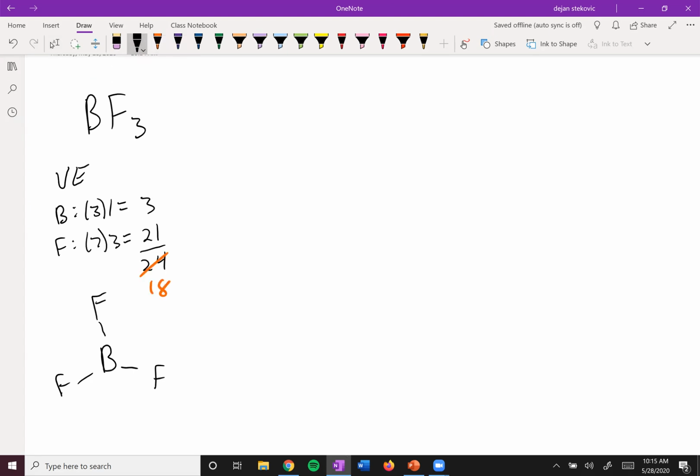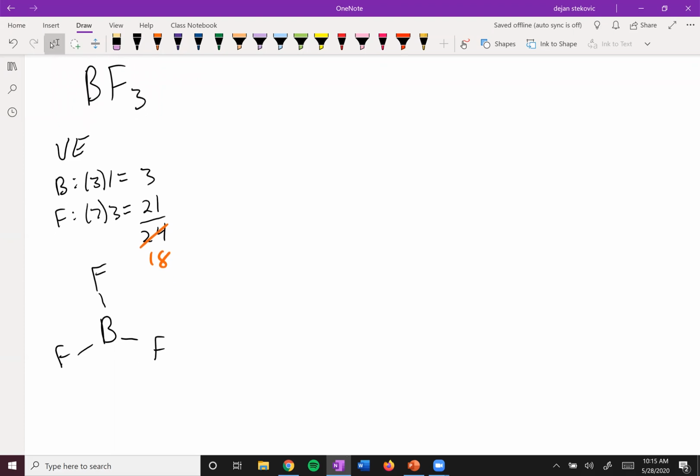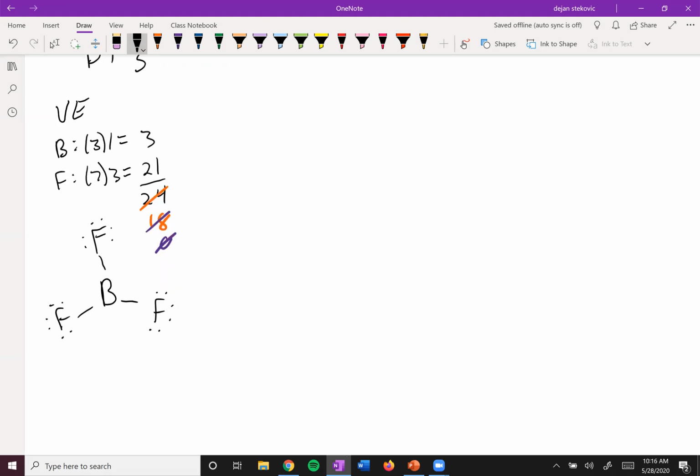And now we're going to give octets, starting with the most electronegative element. So that's the fluorines in this case. And so when we put 6 around each of the 3 of them, that is 18 electrons. So that gets us down to 0 valence electrons left. Now you might be thinking to form double bonds to give boron an octet. But remember, boron is an exception. It does not want an octet.